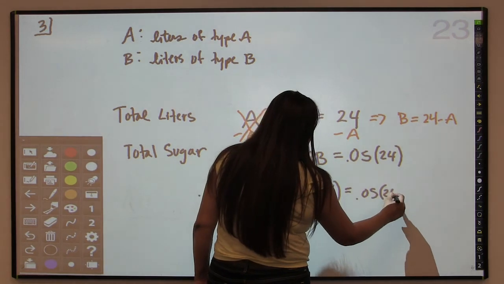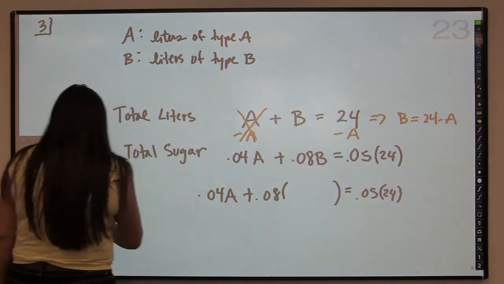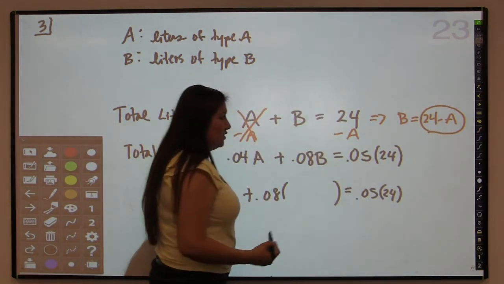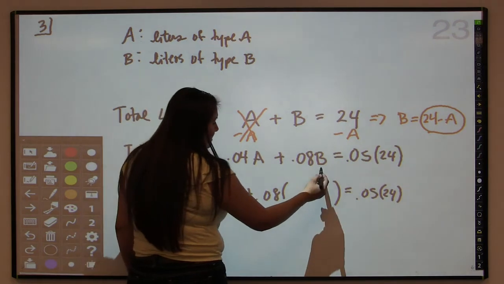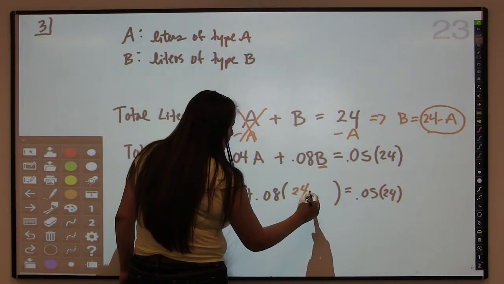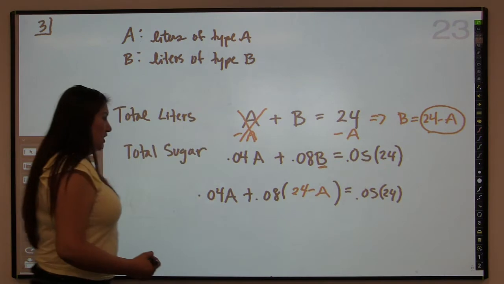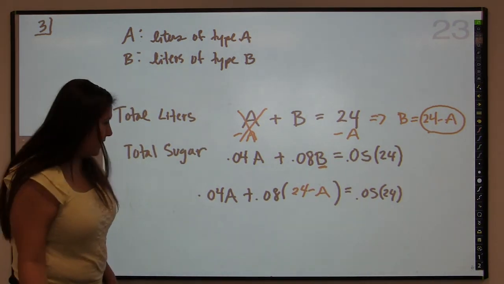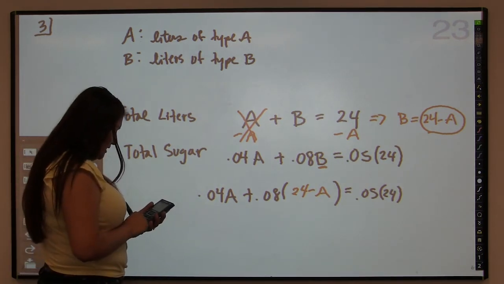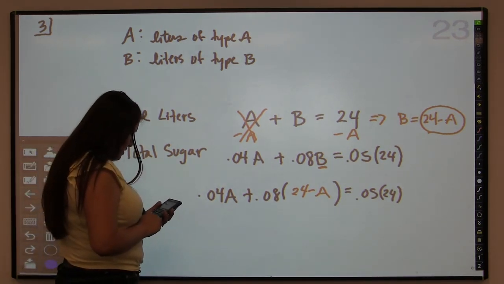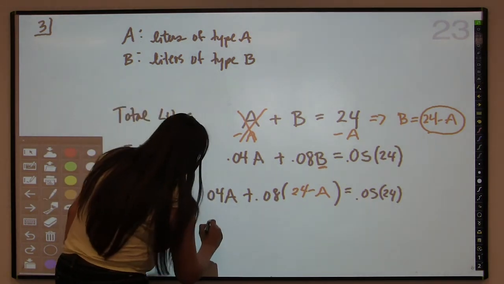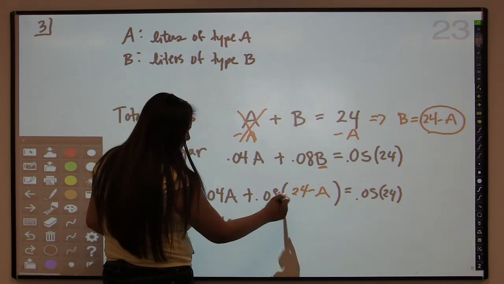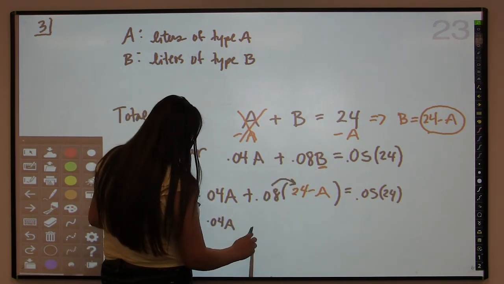So this all stays the same. Okay, but I'm going to take my 24 minus A, and since B is equivalent to 24 minus A, I'm going to replace this B with 24 minus A. And now I have an equation that's all one variable and therefore easier to solve. So we're going to take 0.08 times 24, which is 1.92, so 0.04A, that stays the same. When I multiply 0.08 times 24, I'm going to get 1.92.